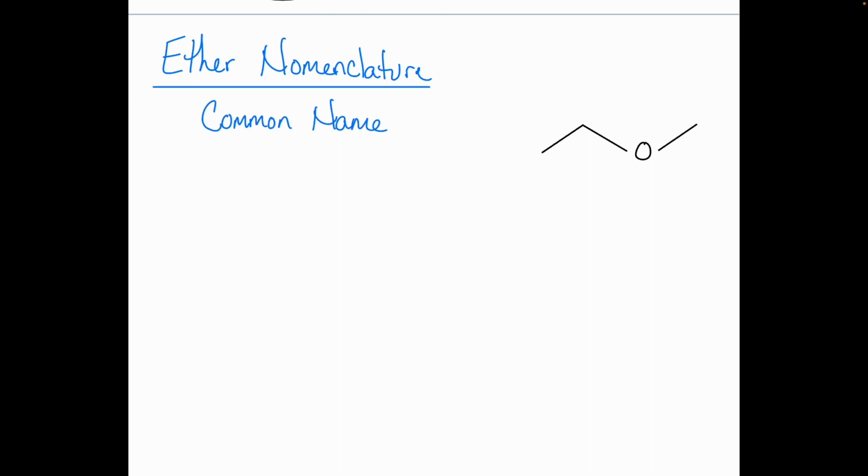So your common names, remember your ethers, you always have alkyl groups on either side of your oxygens. Okay, so step one is you're going to name each alkyl group. So what do I mean by that? I mean I'm going to look on one side, the left-hand side of this oxygen. There are 2 carbons here. Right? That's what we would call an ethyl group. We jump to the other side. There's 1 carbon. That's what we would call a methyl group.